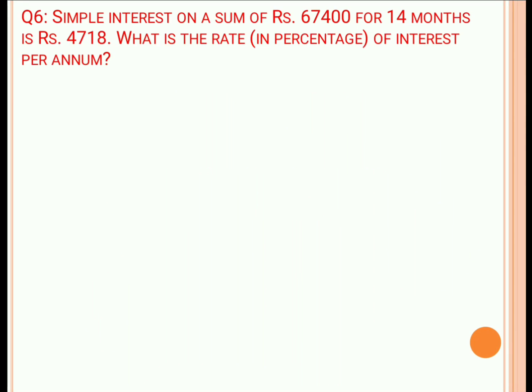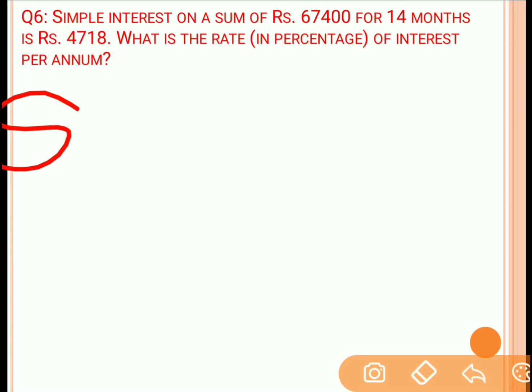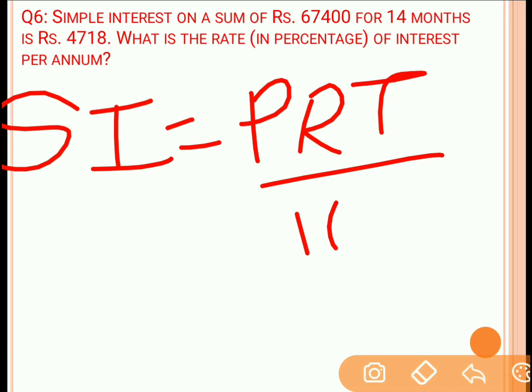Question number 6. Simple interest on a sum of 67,400 rupees for 14 months is rupees 4,718. What is the rate of interest per annum? Now in this case, simple interest is given. So we will apply the formula of simple interest. SI is equal to PRT by 100.